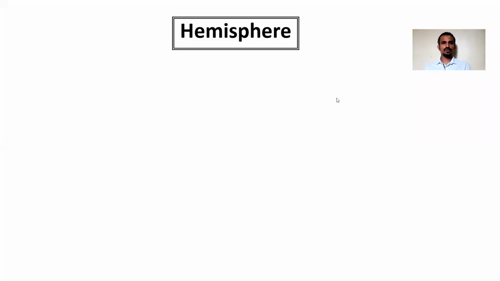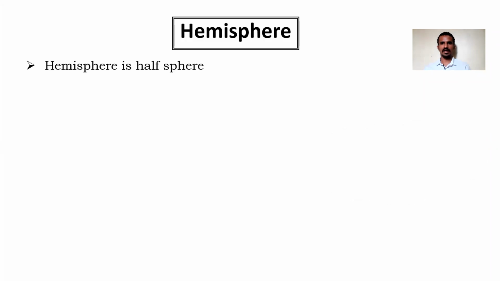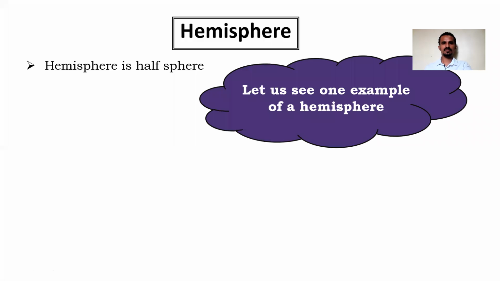The next object that we are going to study is the hemisphere. Now, as the name suggests, hemi means half of a sphere. So a hemisphere is half of a sphere. We can just imagine a sphere and cut it exactly through its diameter into 2 equal parts. So each part will be a hemisphere.